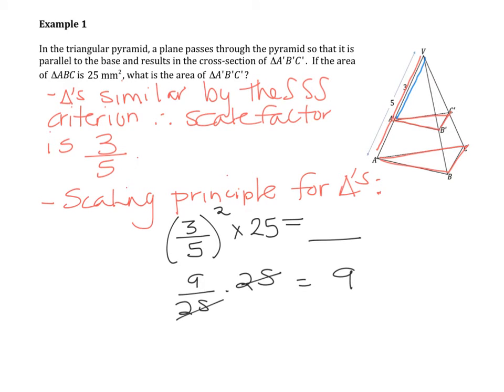Now you're probably wondering where I got the 25 from because it's been a little while since you've seen this. This is the area for the larger triangle. And the area of triangle A prime, B prime, C prime is 9 square millimeters.